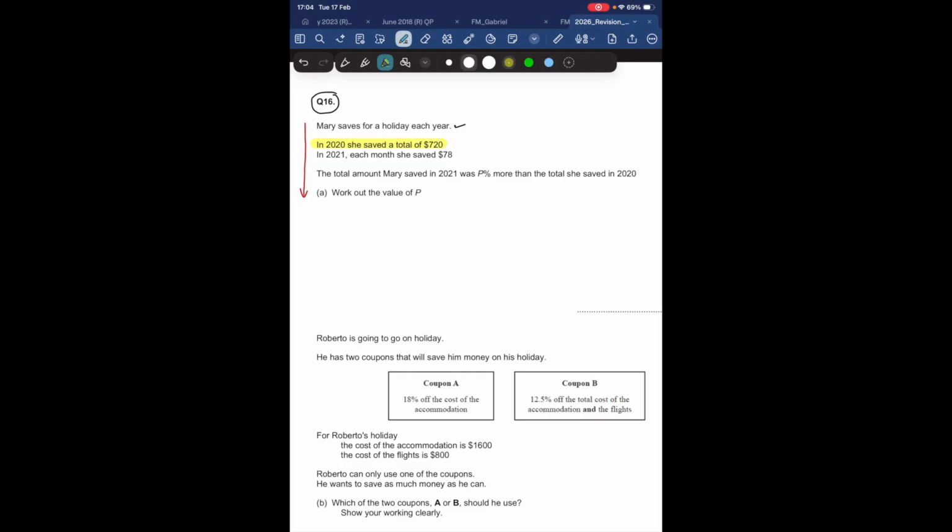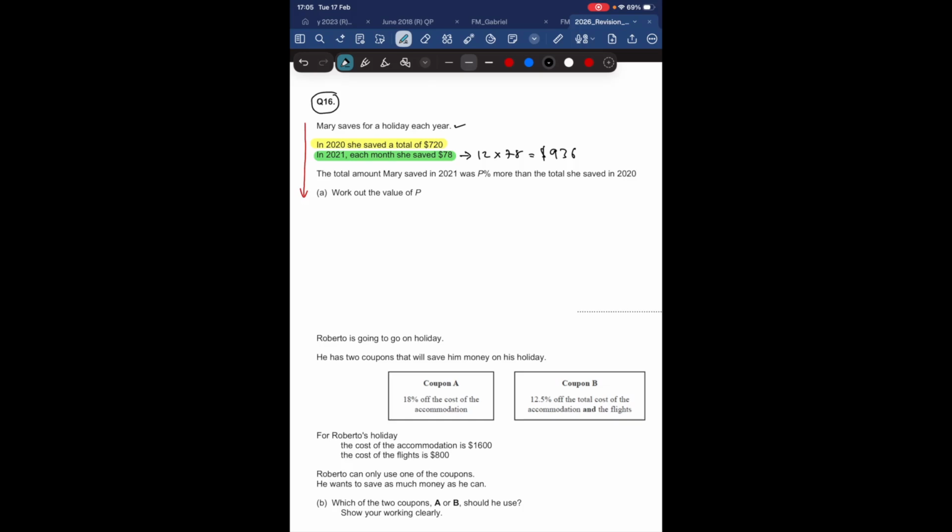The next line tells us that Mary saves $78 a month in 2021. So we can do a calculation. We can work out the total amount she saved for 2021 by doing a simple calculation. 12 months times $78 will give us a total of $936. That is how much she saved in total in 2021.